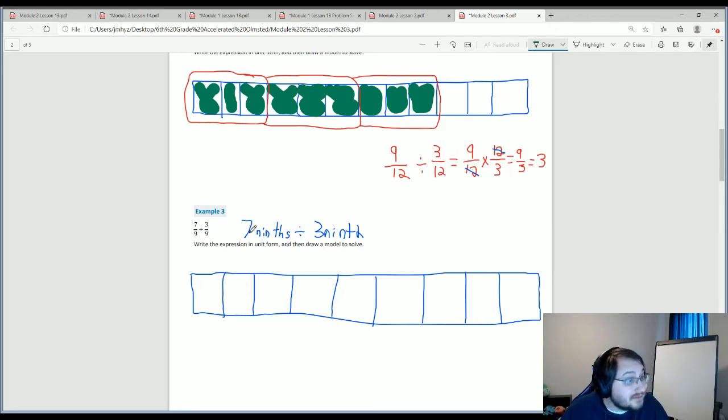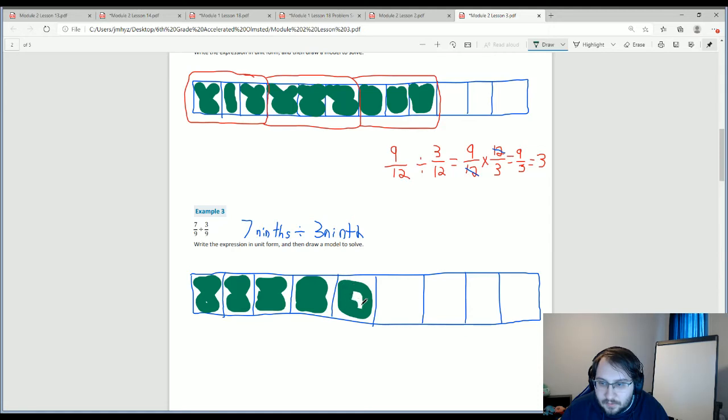I'm worried about 7/9. So I'm going to go 1, 2. I know it looks like I'm drawing 8s in them. It's just effective for shading. 3, 4, 5, 6, and 7. There we go. I'm worried about these 7.